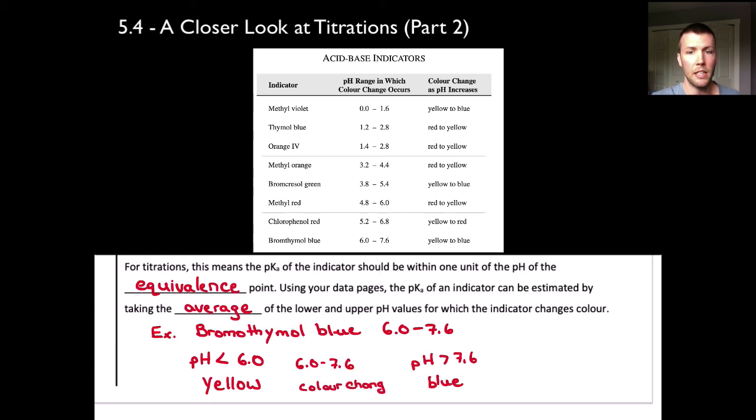Now when the pH is 6.8, which is the average of that pH range, 6.0 plus 7.6 divided by 2 is 6.8. That means that that is the pKa for the indicator, and so that will be where the transition point is occurring. At this pH, we should see an equal mixture of yellow and blue, and so we'll see kind of a greeny color for this indicator.